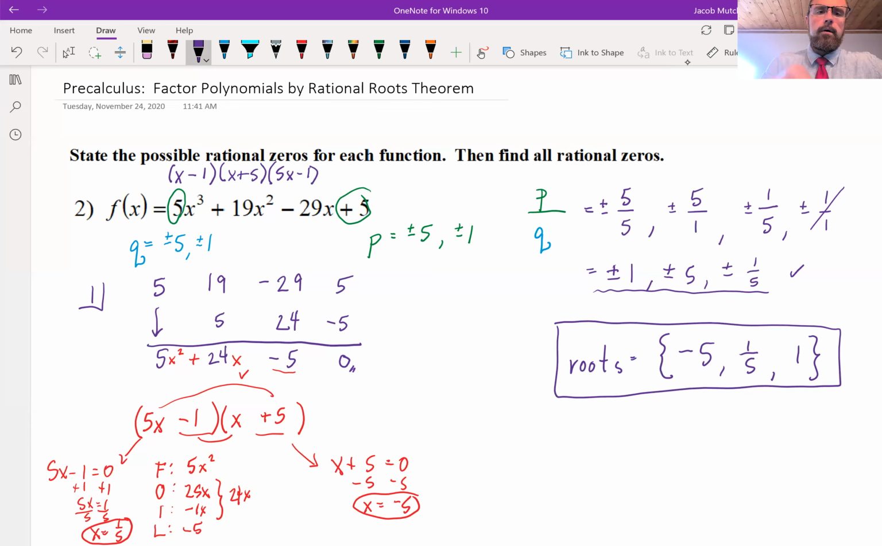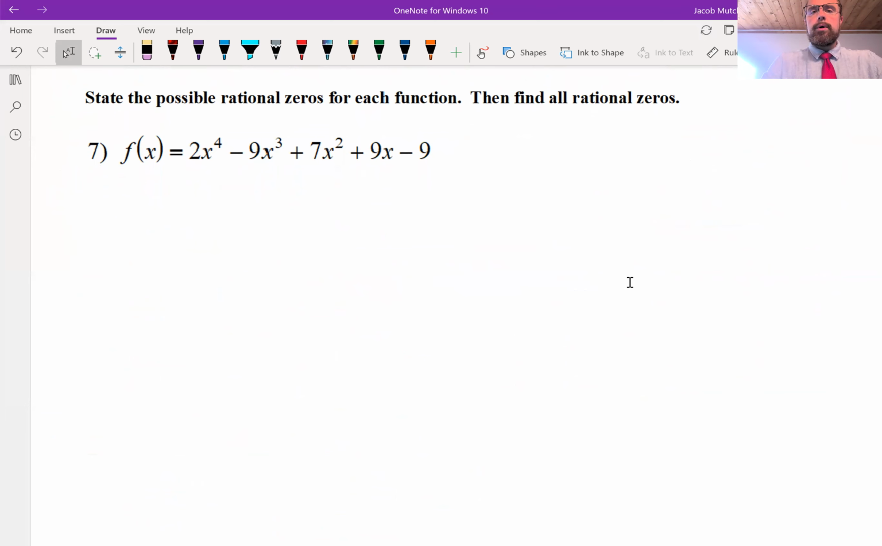So that's an example of a degree 3 polynomial. Let's look at an example of a degree 4. So here I've got 2x to the power of 4 minus 9x cubed plus 7x squared plus 9x minus 9. Notice this is a larger polynomial. So in order for me to get to a place where I can factor a quadratic, I need to run synthetic division twice. Well, let's get started with our P and our Q values.